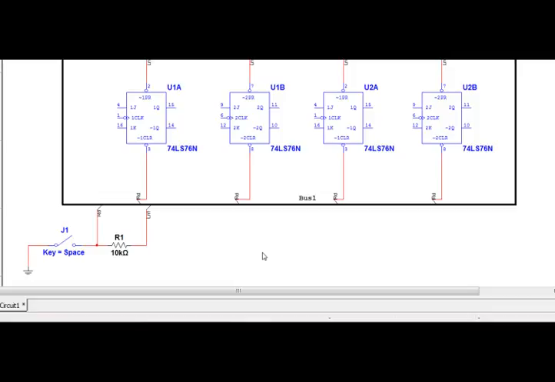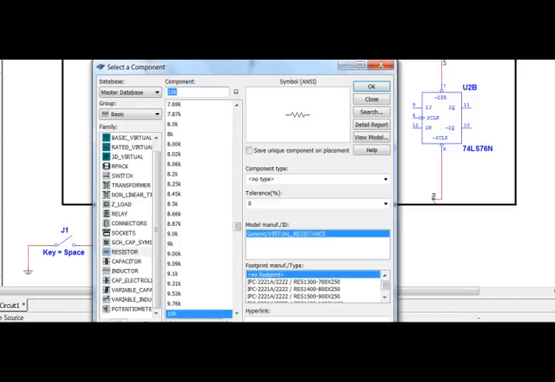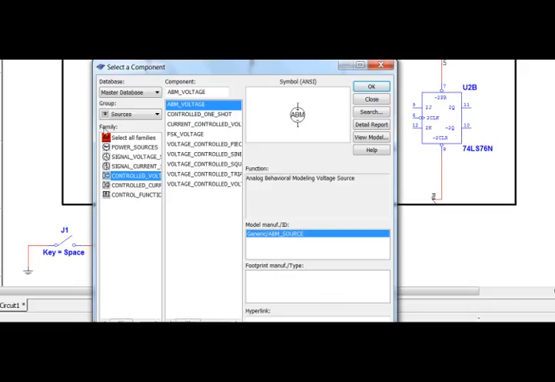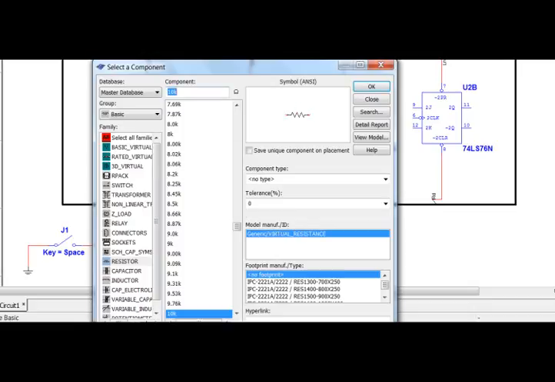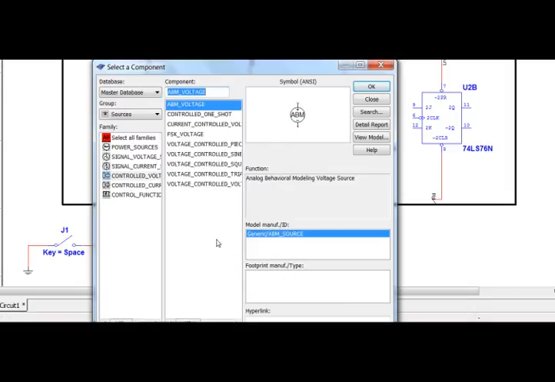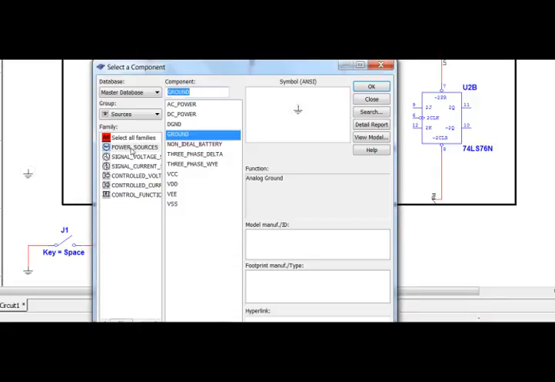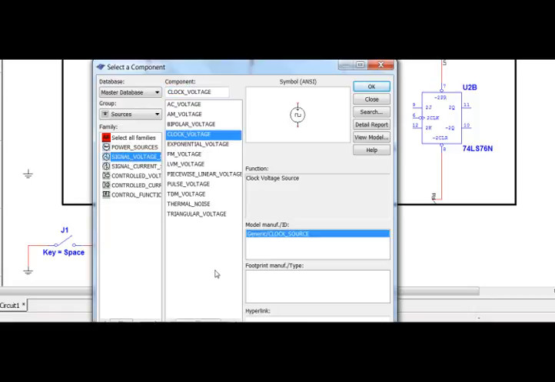Now I need a clock pulse. Where's my clock pulse? Current. No, it's got to be here. Power source. Oh, power sources. No, I don't want that. Signals. Oh, there we go. FM clock. There we go. Clock. I got a clock pulse. So it is. Put a clock pulse there.